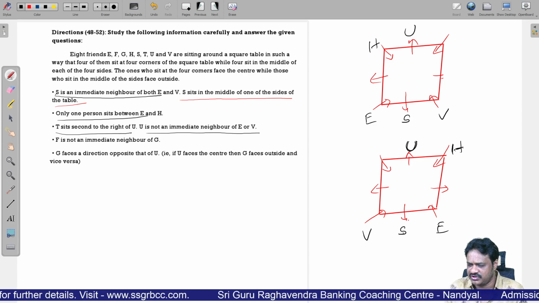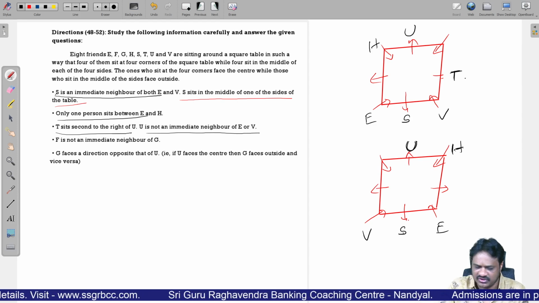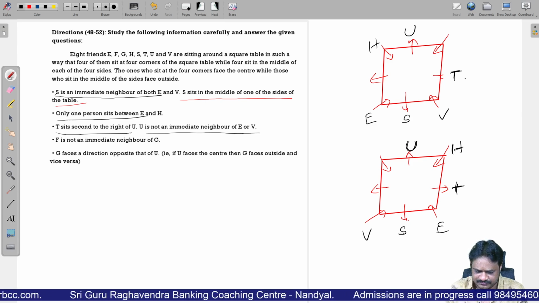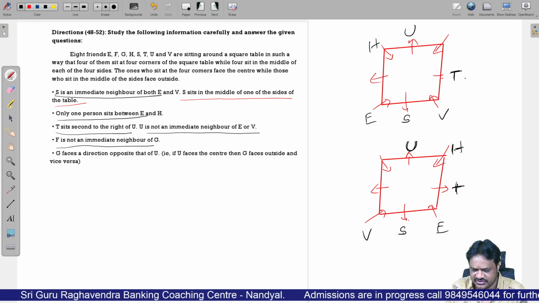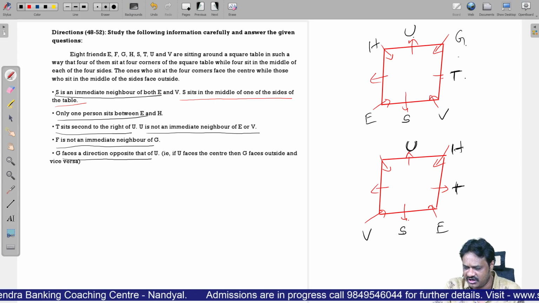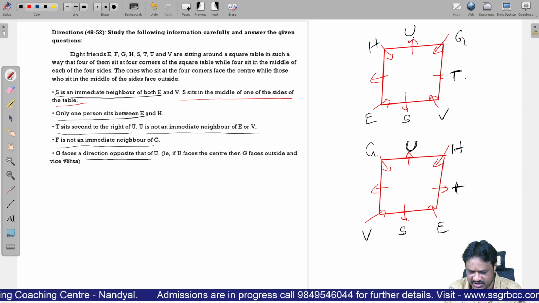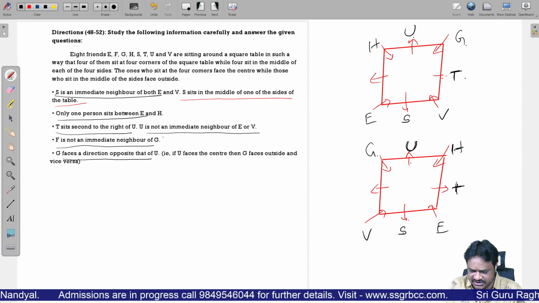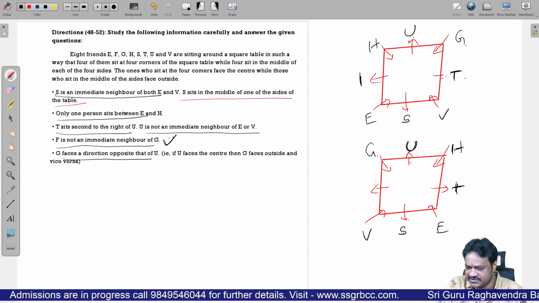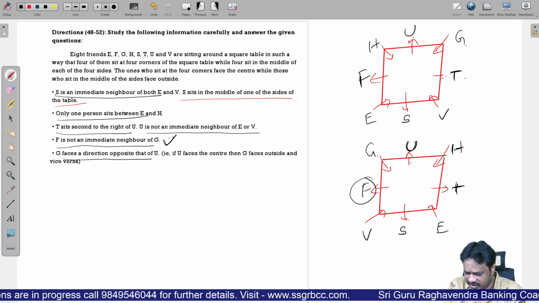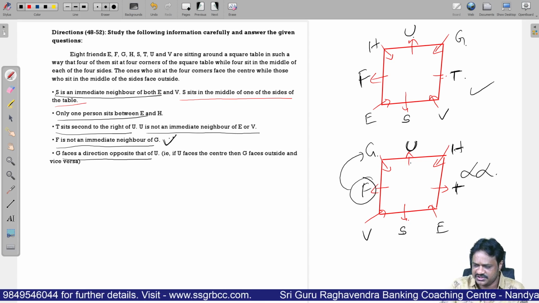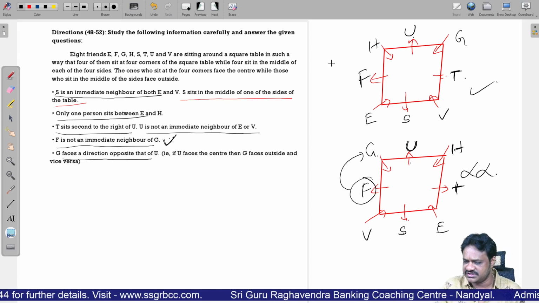T sits second to the right of U. Then F is not the neighbor of G. G faces the direction opposite to U. So if U is in the middle, G will be in the corner. But F is not the neighbor of G. So here you can write F. But here you have to write F here only, but F is becoming the neighbor of G. Definitely wrong. This one will be correct. Now let us answer the questions.